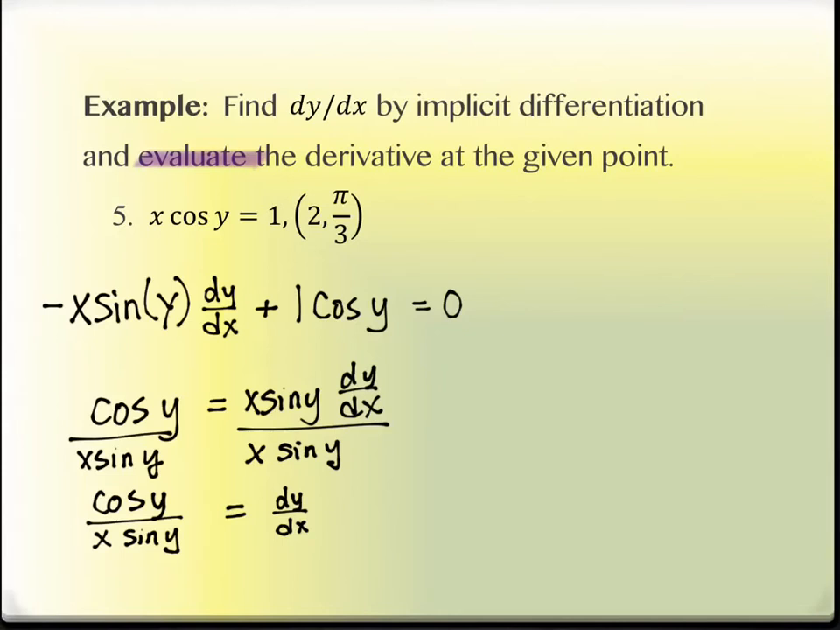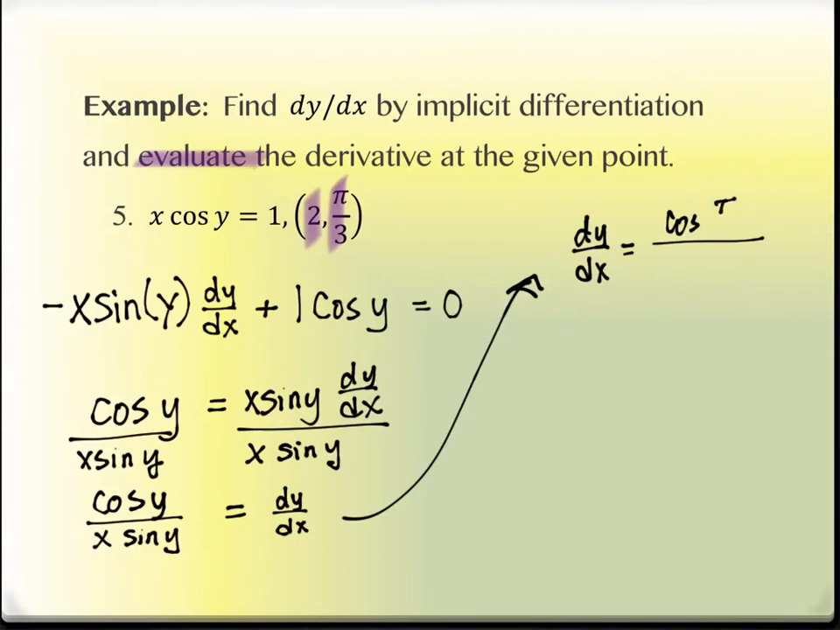And I think whether you've had or haven't had trig, it's easier to evaluate with cosine and sine than with cotangent. So I'm going to leave it as cosines and sines because of what I'm trying to do next. So I'm trying to plug in x is 2 and y is pi thirds. So I have dy dx equals the cosine of pi over 3. And then I have 2, right? Yep. 2 and sine of pi over 3.